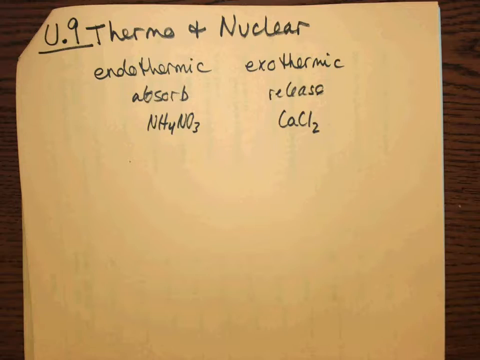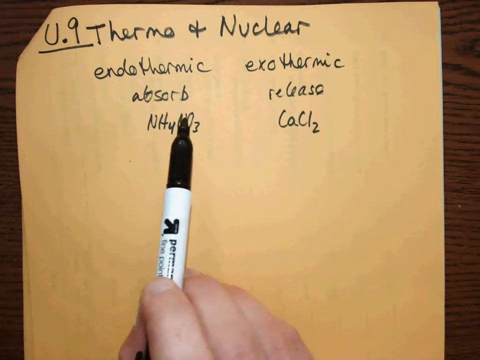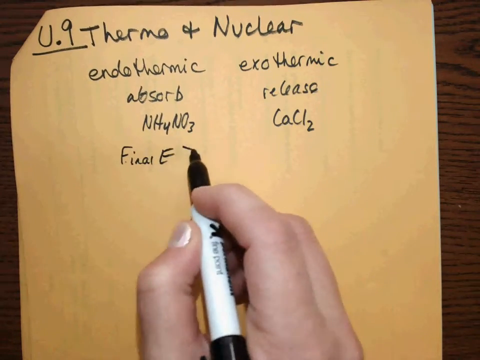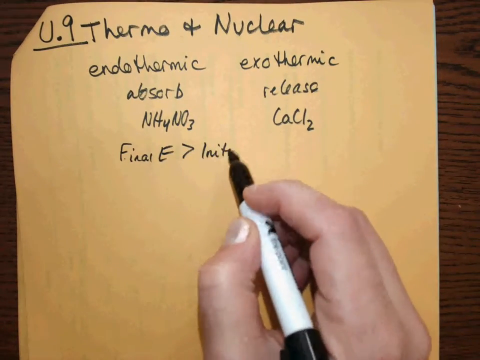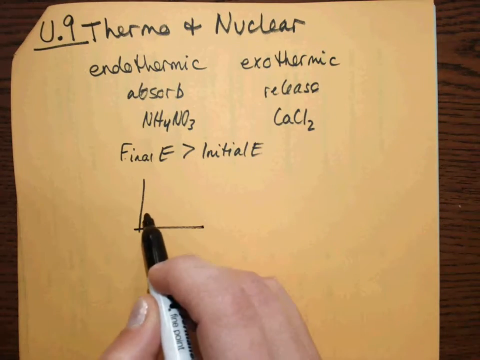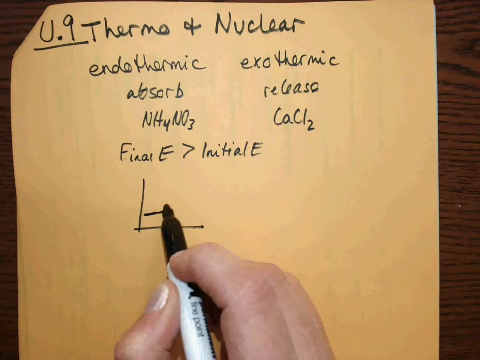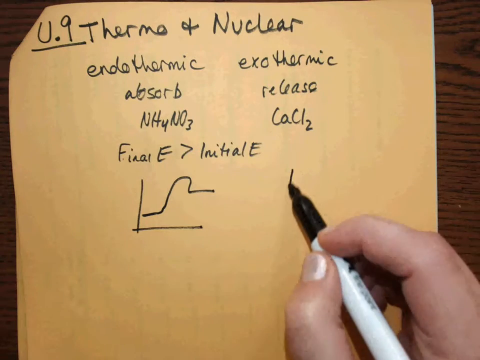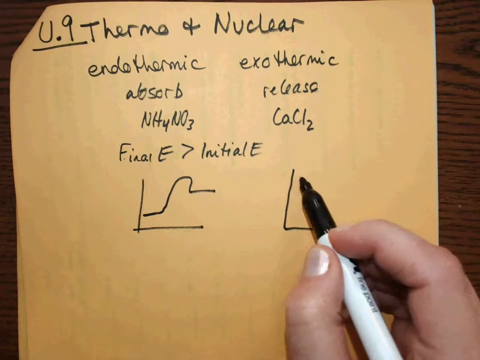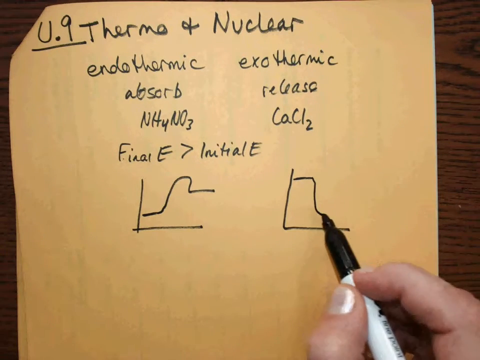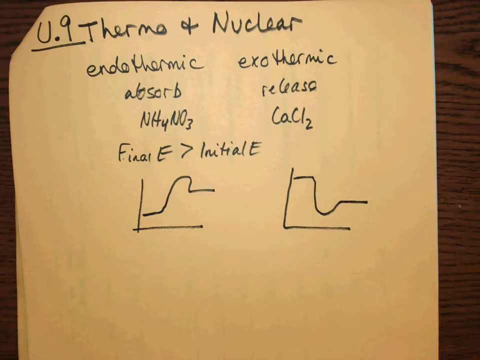time. So since endothermic reactions absorb energy, the final energy is going to be greater than the initial. So if you had a graph with energy over time, your initial energy would be down here, and your final energy would be here. Whereas exothermic, we would see the opposite. We start at a higher energy of our reactants, and then we're going to go down, and our products are going to have a lower final energy.